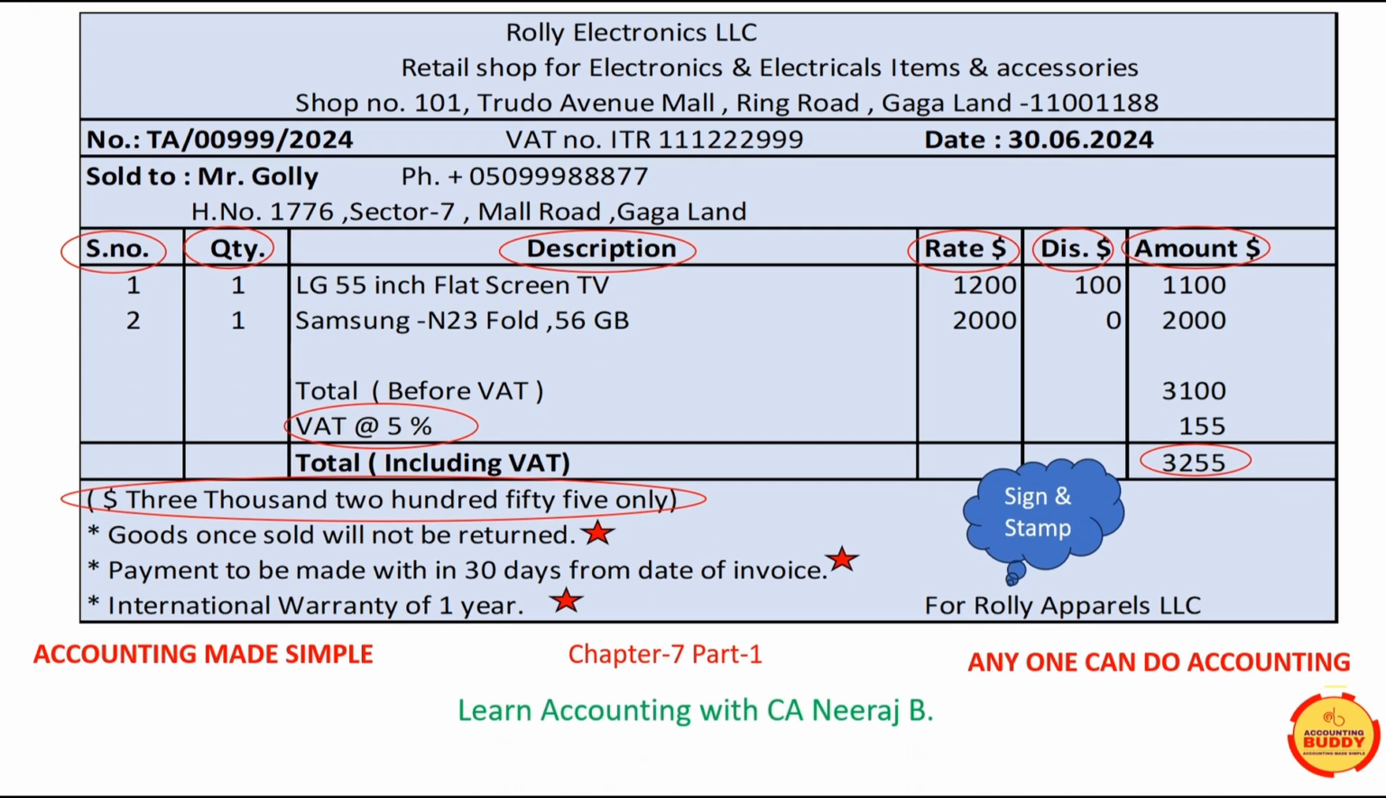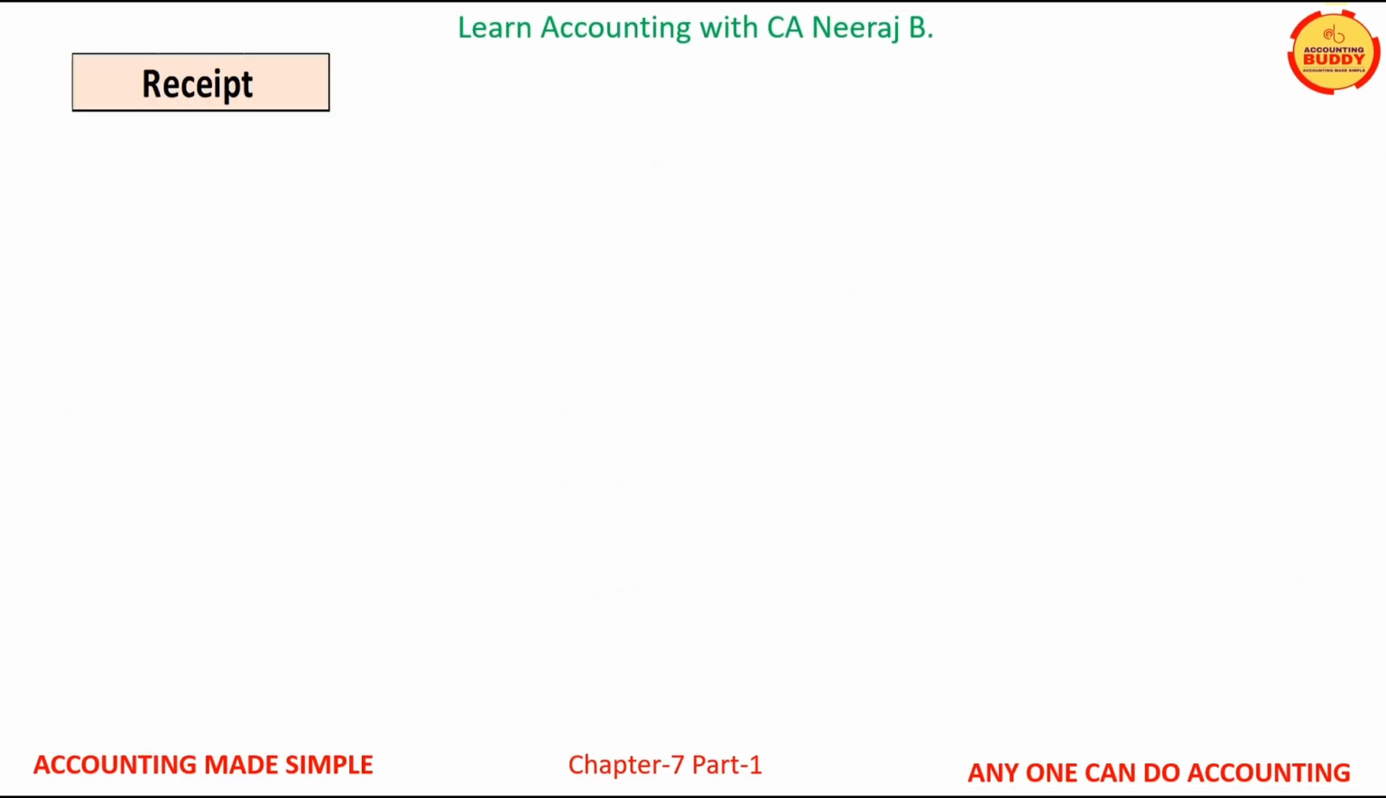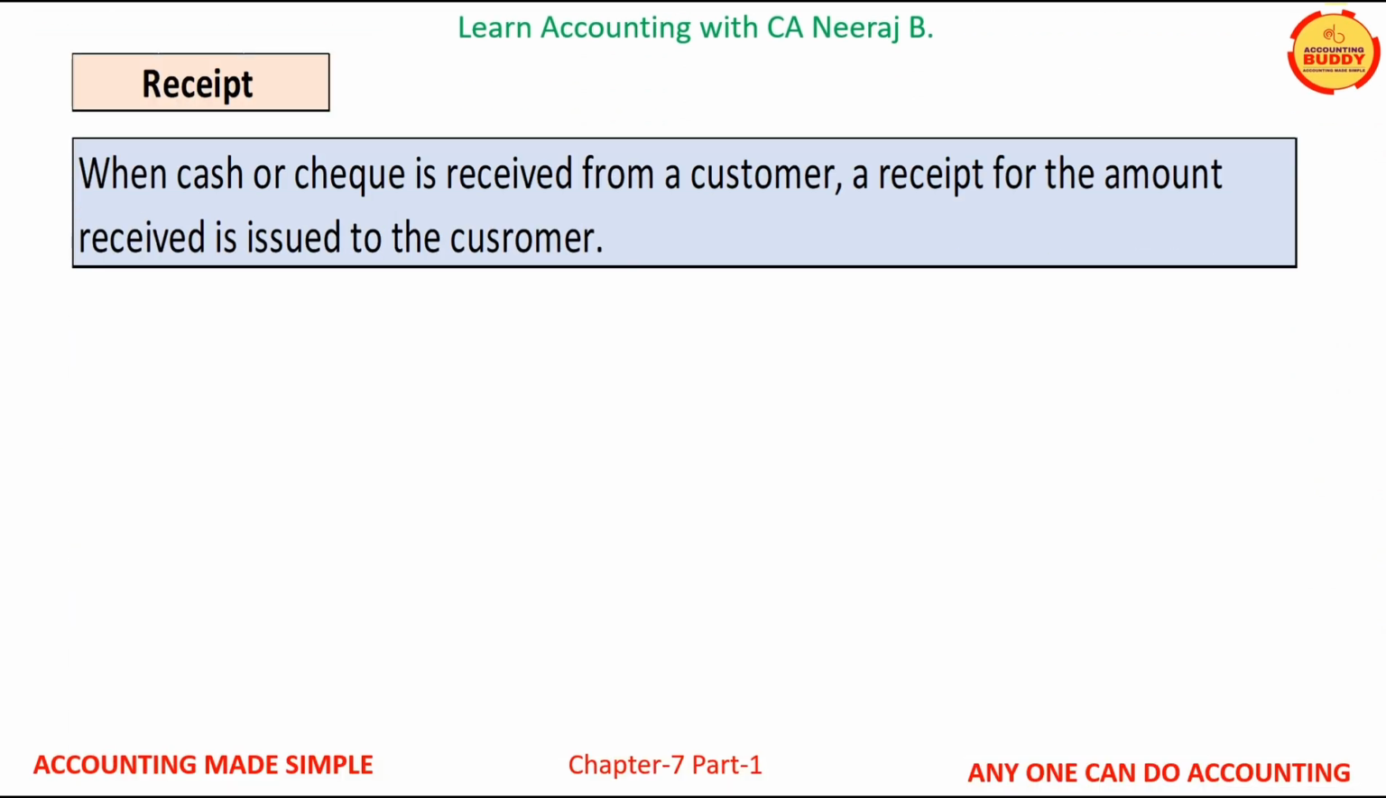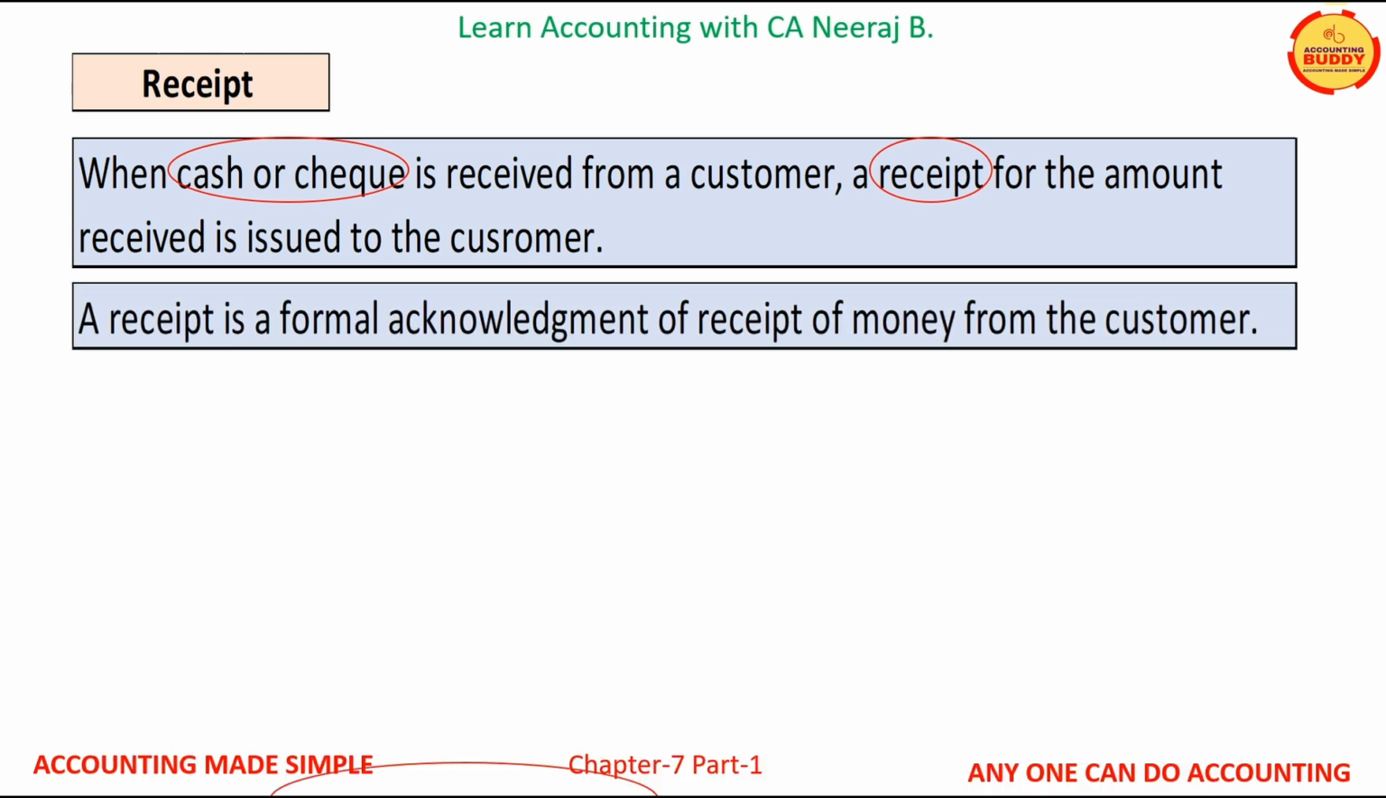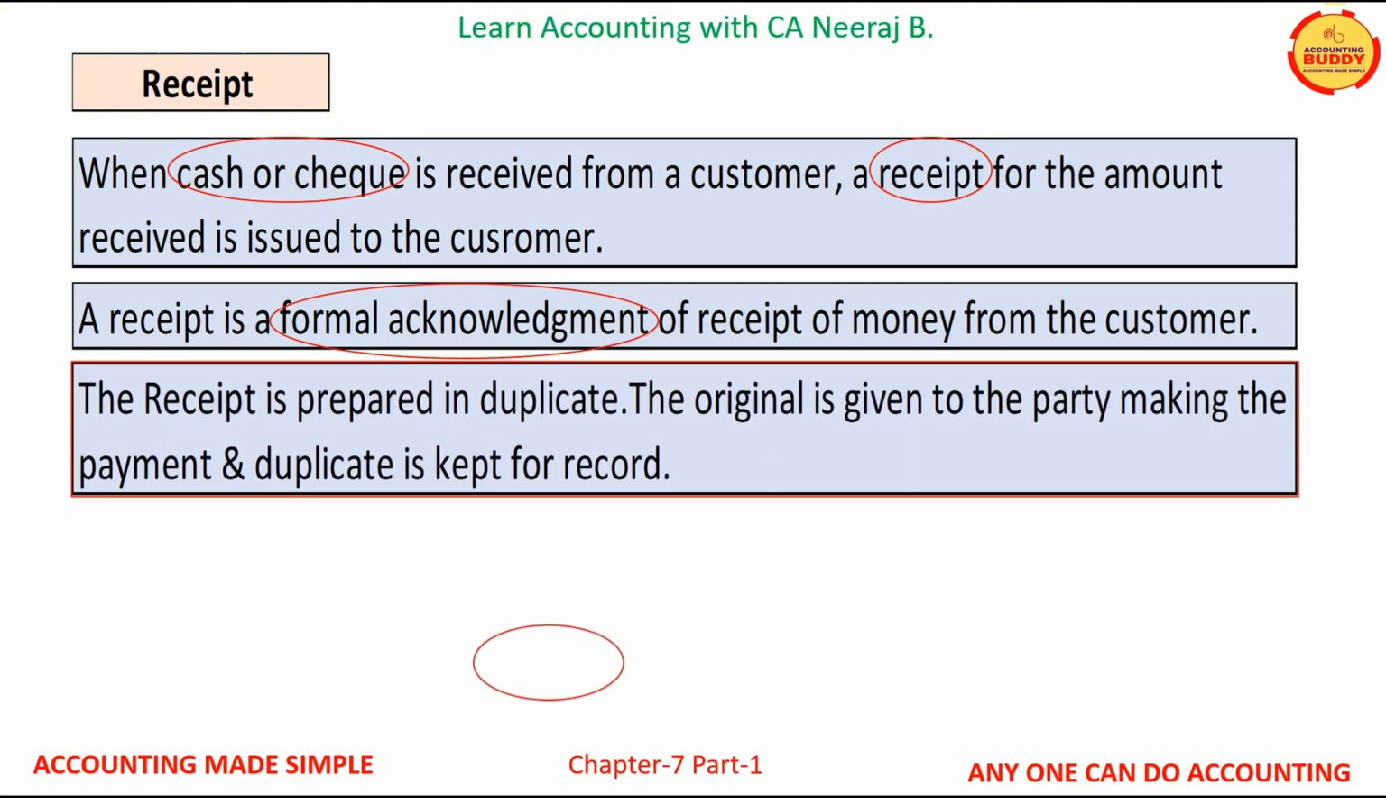Let us now learn about another document, that is the receipt. When cash or check is received from a customer, a receipt for the amount so received is issued to the customer. A receipt is a formal acknowledgement of the receipt of money from the customer. A receipt is prepared in duplicate. The original is given to the party making the payment and the duplicate is kept for record.